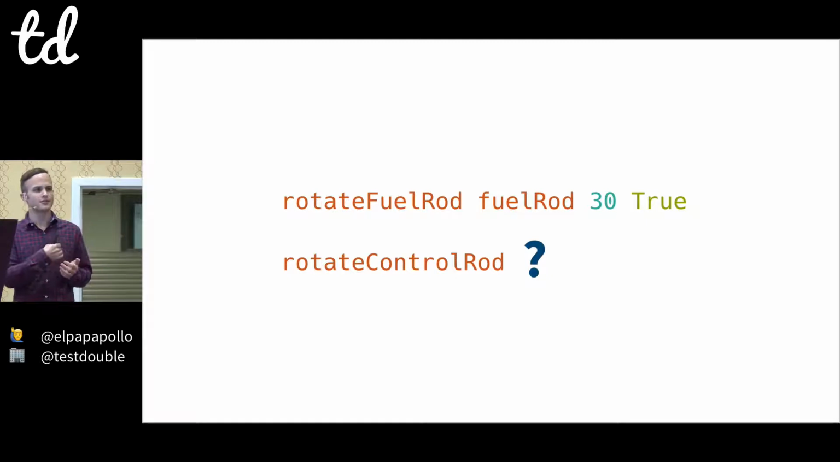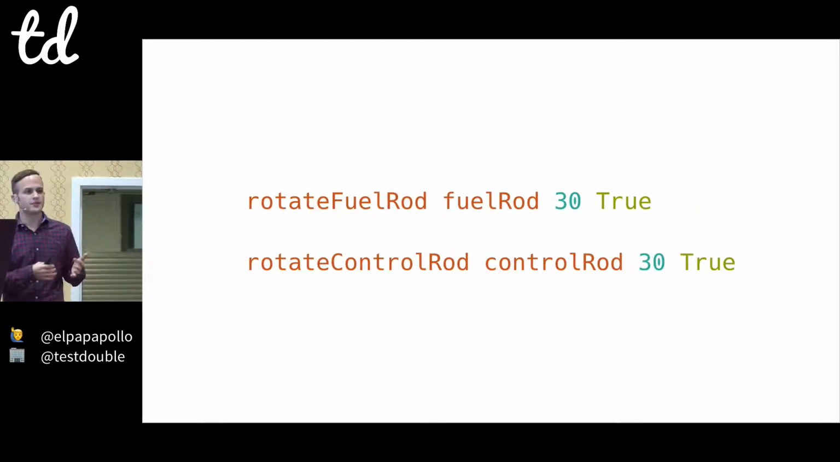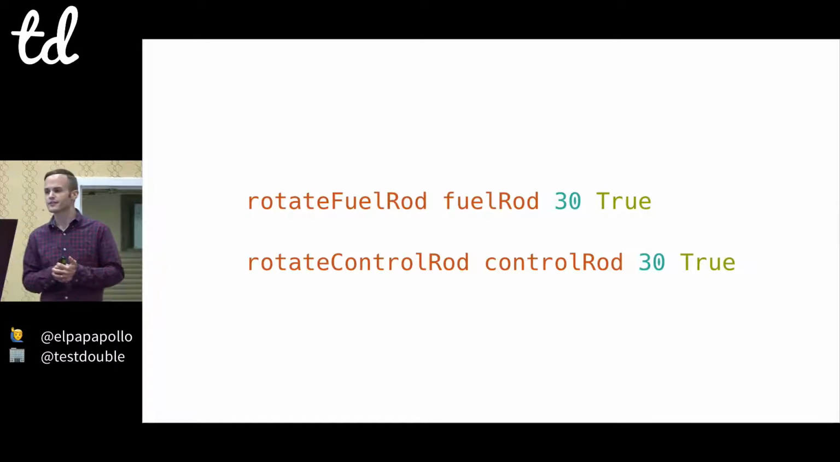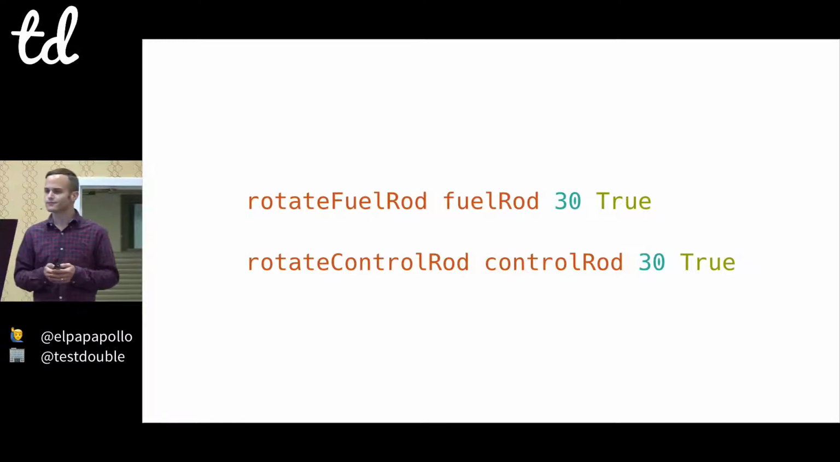So based on what rotate fuel rod looks like, we can assume that it rotates the fuel rod by 30 degrees when the second argument is true. It's perfect. This programmer needs to rotate the control rods by 30 degrees. So they make a similar call to rotate control rod, passing in 30 and true.